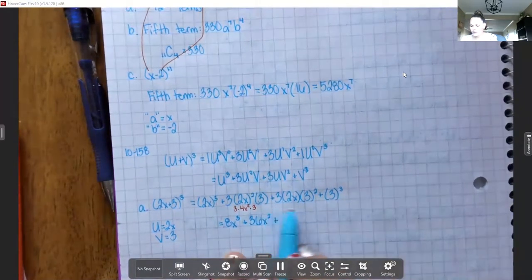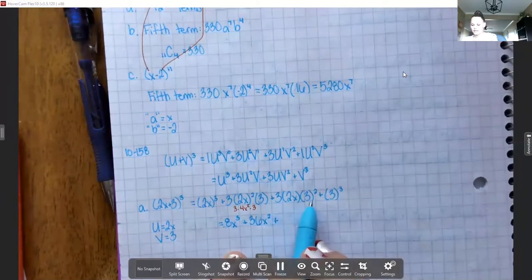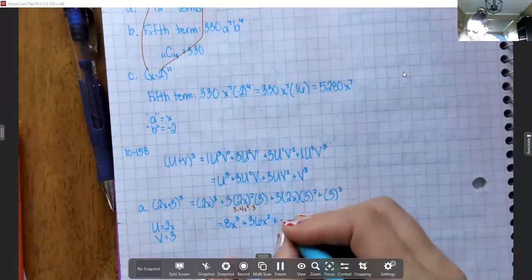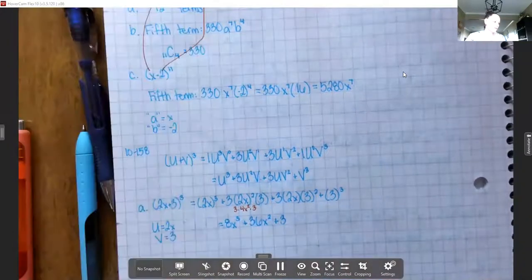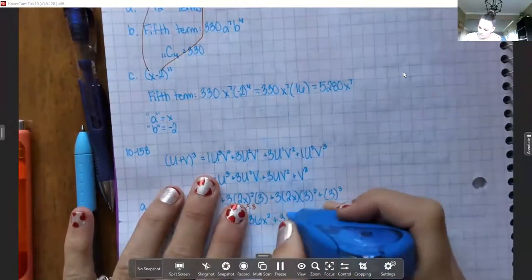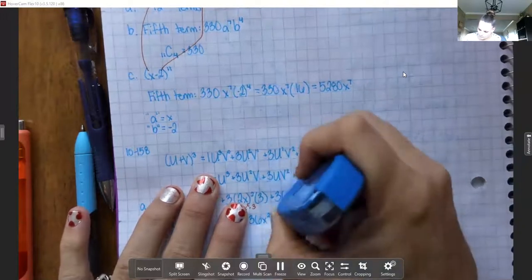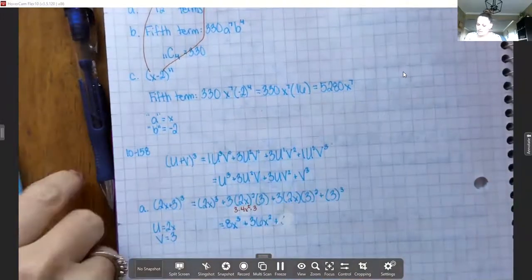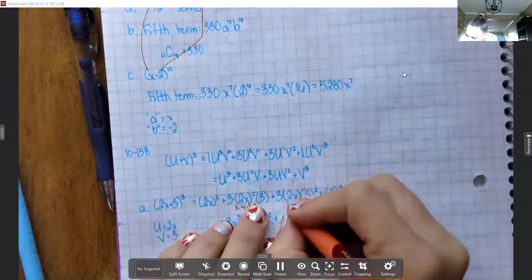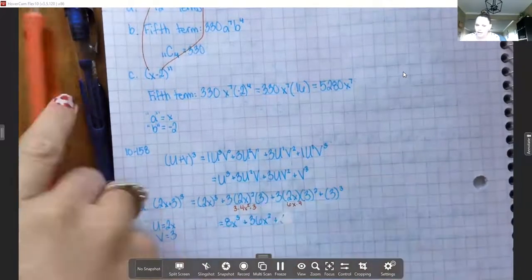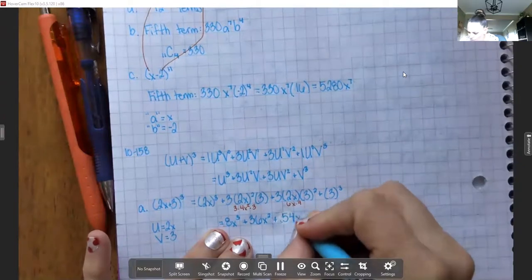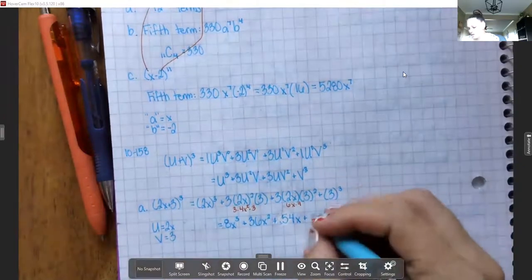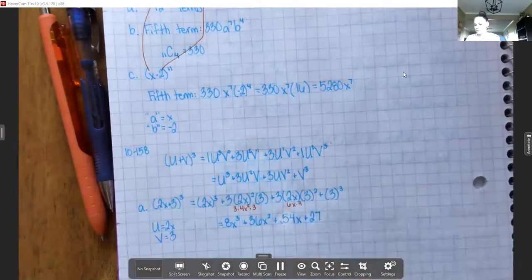Here, 3 times 2x is 6x times 3 times 3. No, 3, sorry. So this becomes 6x times 9, which becomes 54x, plus 3 to the third is 27.